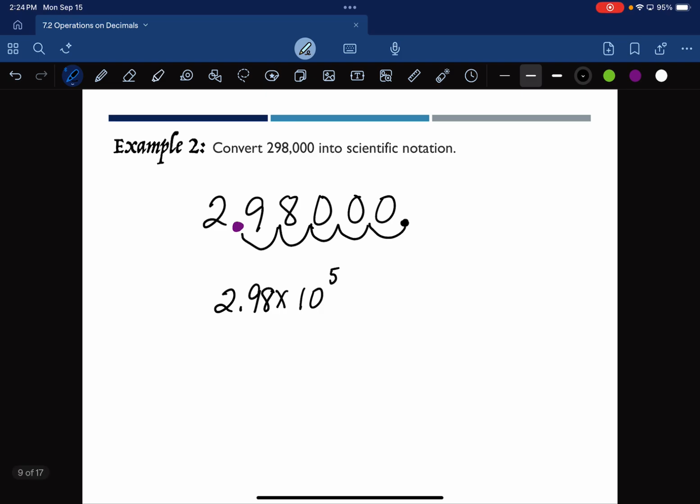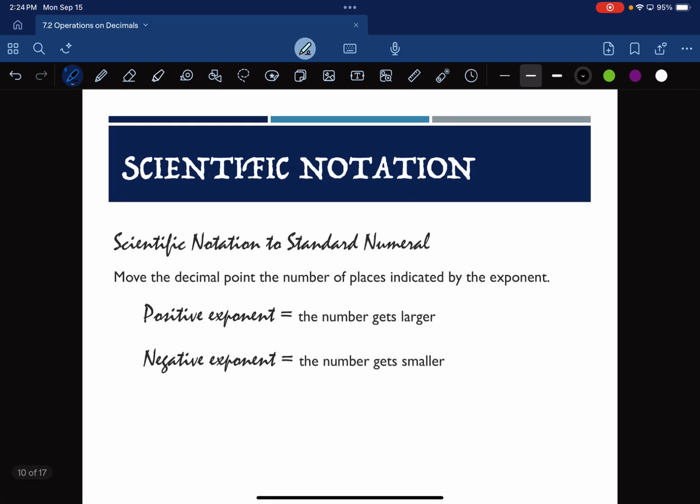All right, I think we're moving to the next direction. Indeed. So now we're going the other direction, scientific to standard. So scientific to standard is we're going to move the decimal point. Again, we're moving decimal points the number of places indicated by the exponent. If it's a positive exponent, the number gets larger. Okay? And if it's a negative exponent, the number gets smaller.